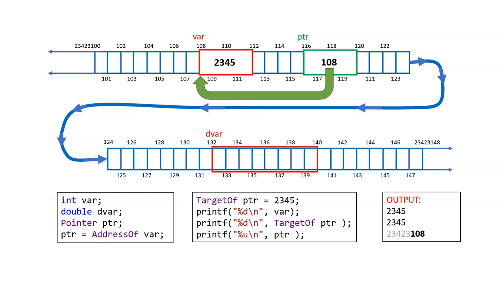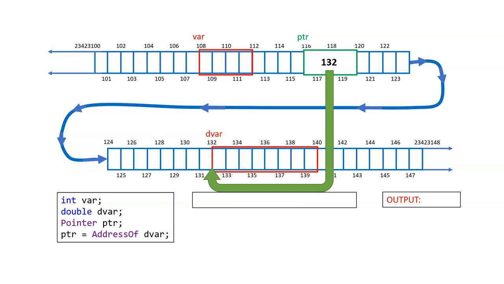Yes. So target of PTR, right? Like literally English, target of PTR. Okay? But there is a problem with this design. The problem is this: what if I want to set the PTR to the address of DVAR now?